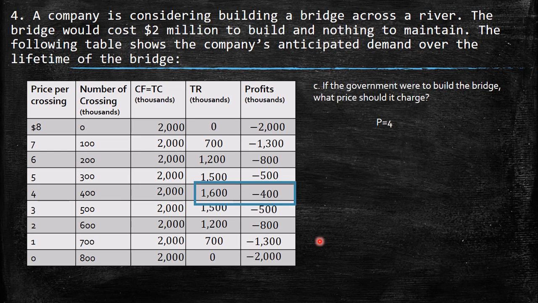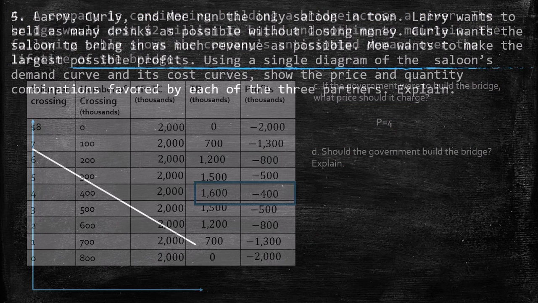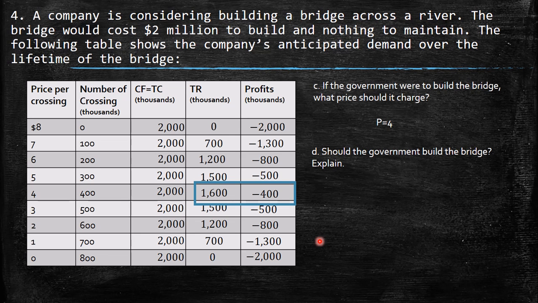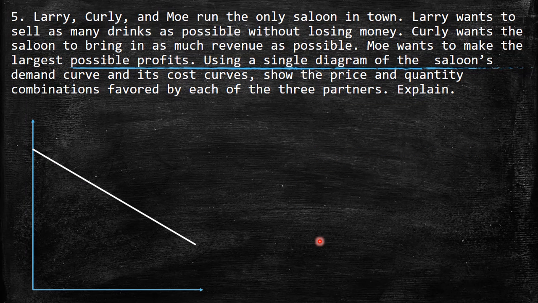The other question said, if the government were to build the bridge, what price should it charge? As we said previously, price equal to 4. Should the government build the bridge? As I said before, from the social welfare perspective, maybe it should be okay, because people need that to cross the river and it's going to be mandatory to build that. But in terms of the economic part, it's not going to be possible because they have losses. The government has losses if they provide this kind of good to the community.